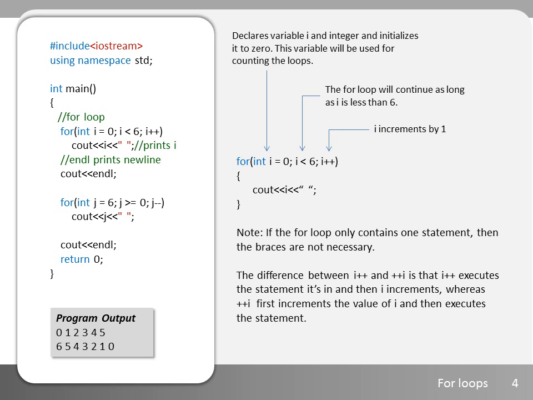The shortcuts plus plus and minus minus are used to either increment or decrement the value of the counter variable by 1. These shortcuts can be used right before or after the variable. The difference between i++ and ++i is that i++ executes the statement it is in and then i increments, whereas ++i first increments the value of i and then executes the statement.